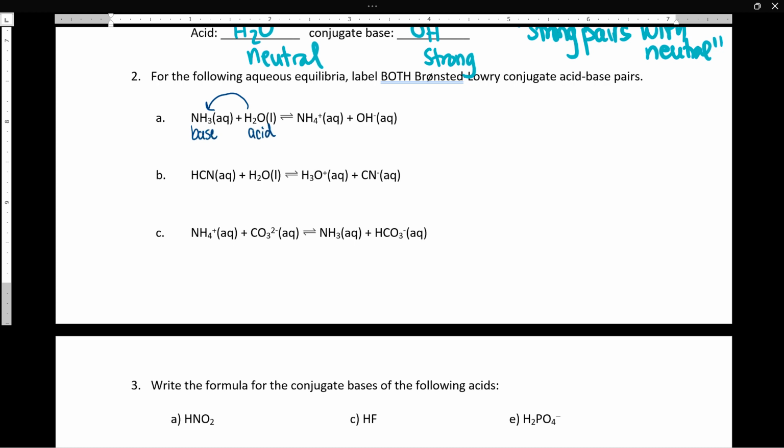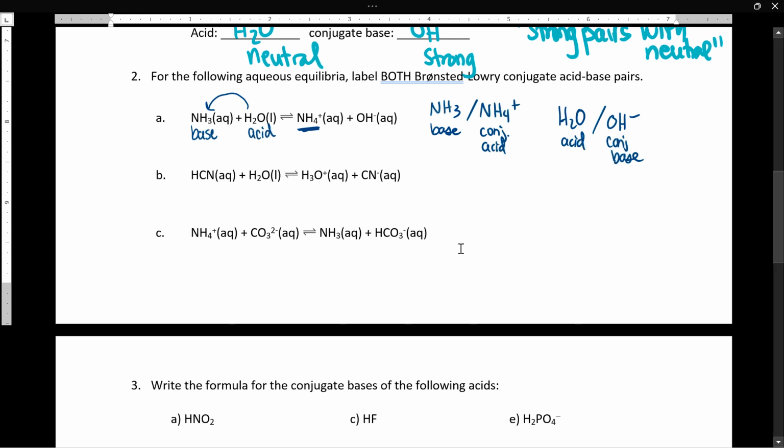And if I'm trying to look at my conjugate acid-base pairs, NH3 is the base. Its conjugate acid would be the thing that it makes after it takes that hydrogen. So NH3 is the base, NH4 plus is its conjugate acid. H2O is being the hydrogen giver in this scenario, so water is behaving as an acid, and then OH minus is its conjugate base. So I'm always going to have two conjugate acid-base pairs in this type of reaction. Let's look at this next one down here.